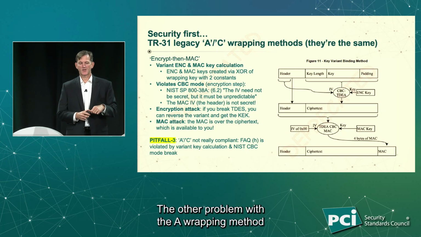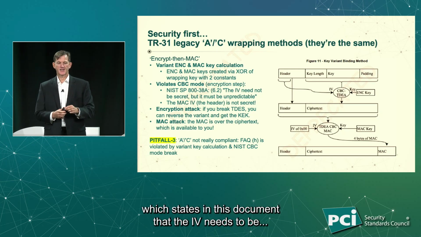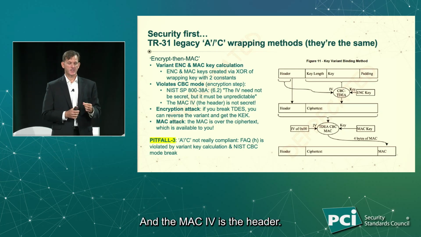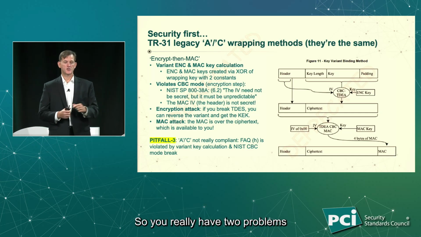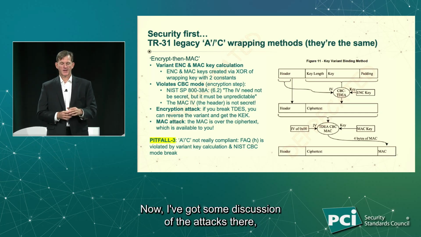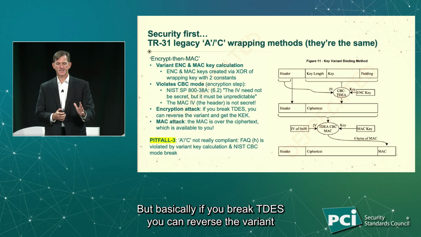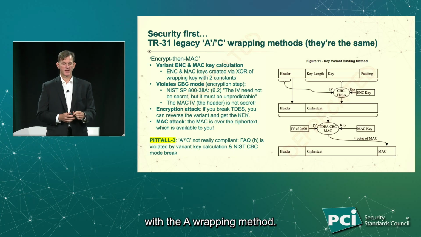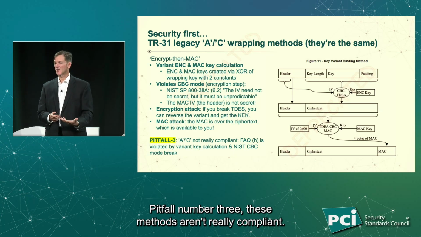The other problem with the A wrapping method is that it violates CBC mode, which states in the NIST document that the IV doesn't need to be secret, but it must be unpredictable. And the MAC IV is the header. The header is there clear for everyone to see. So you really have 2 problems with the A and C wrapping methods. Now, I've got some discussion of the attacks there, but I'm going to skip ahead. But basically, if you break TDES, you can reverse the variant and get the KK. And so that's the main problem here with the A wrapping method. And so we come to the summary there at the bottom. Pitfall number 3, these methods aren't really compliant.